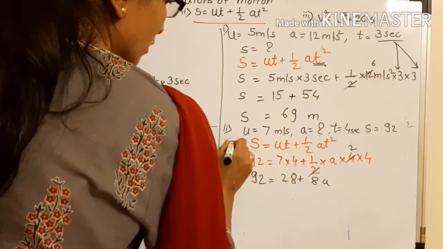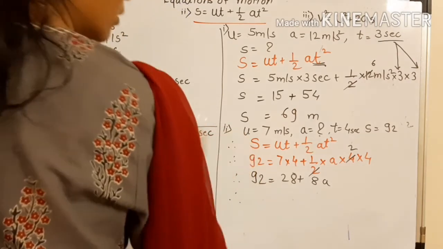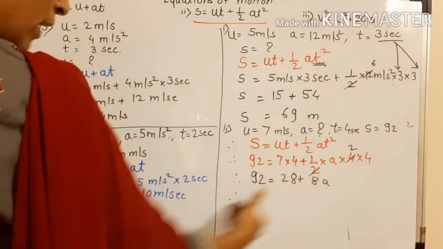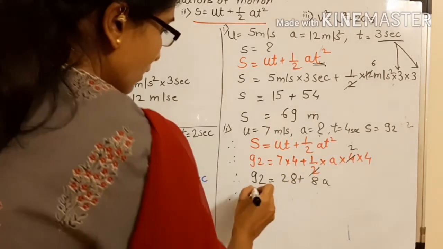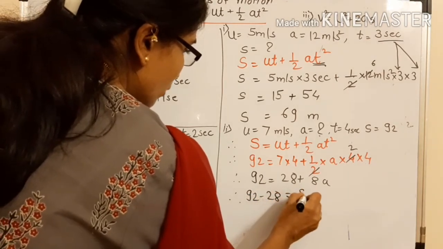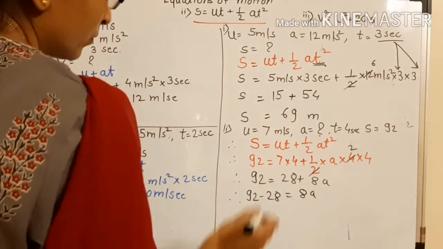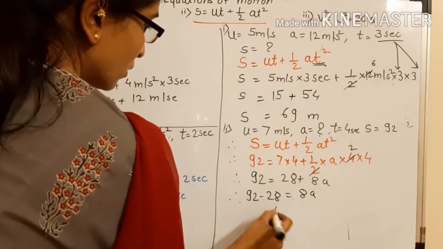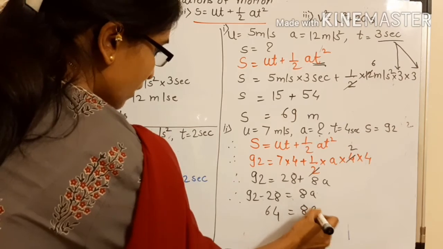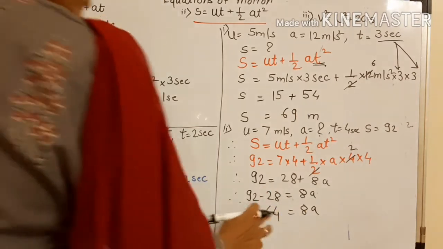Therefore plus sign here because we are solving the equation. Now this 28 on the right hand side you take it to the left hand side. 92 minus 28 is equal to 8a. 64 is equal to 8a. Subtraction of 92 and 28 is 64.